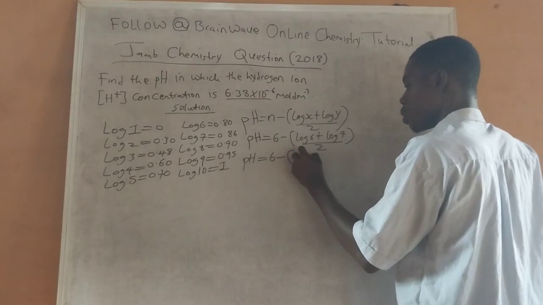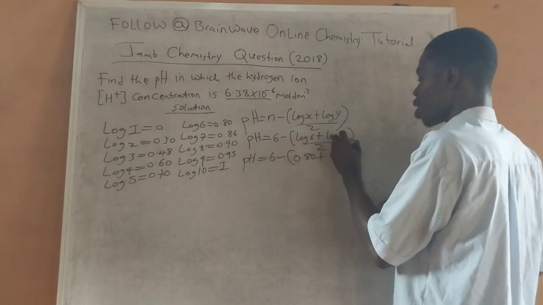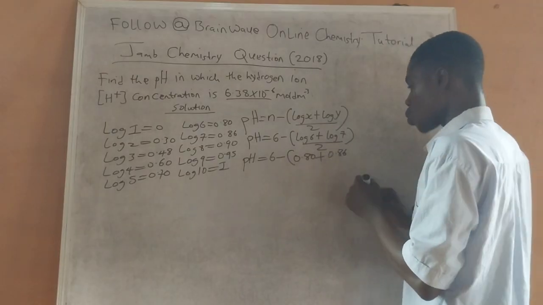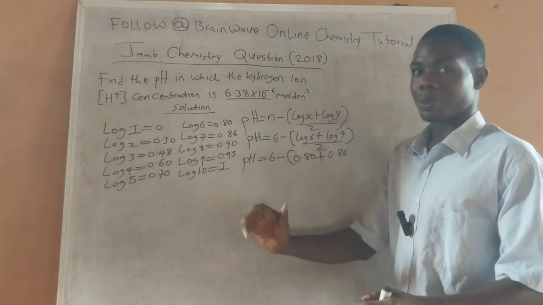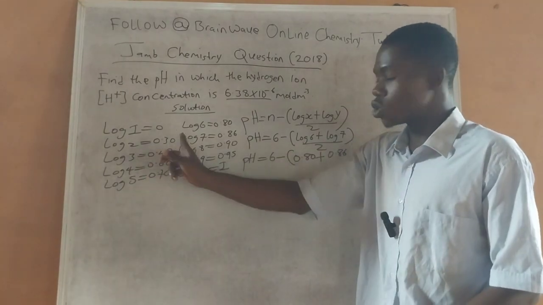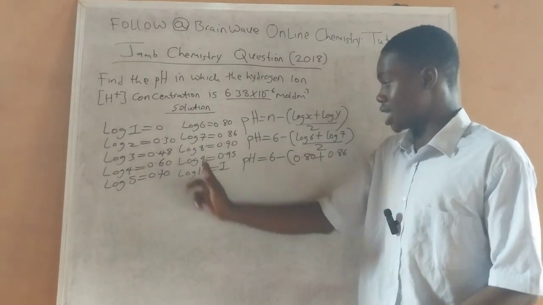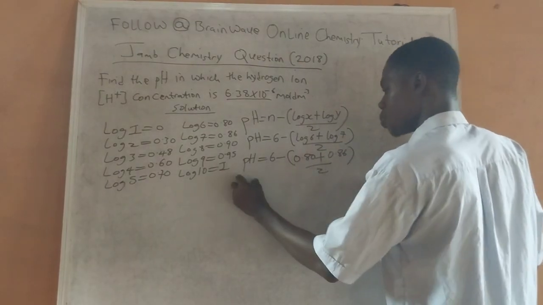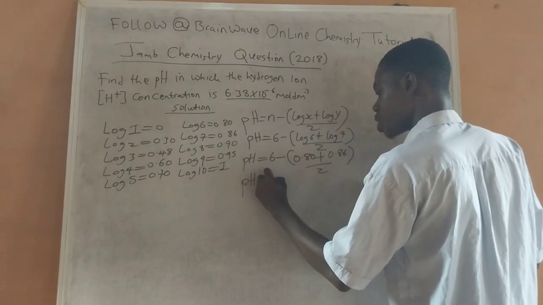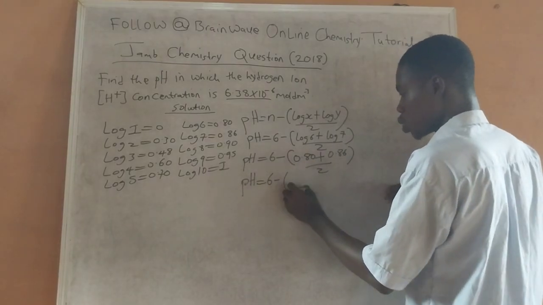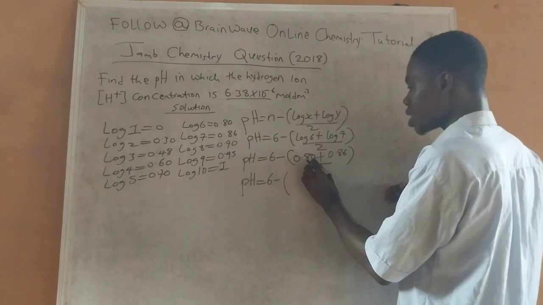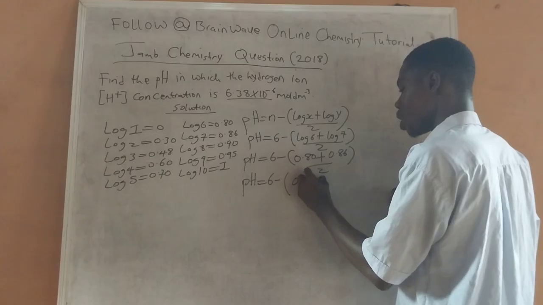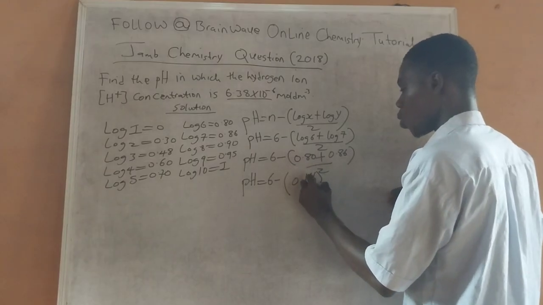So log 6 is 0.80, plus log 7. Log 7 was 0.86. If you want to confirm that all these values I brought are correct, go to your calculator and press it. Log 2 will give you 0.30, so I just approximated them. Let's continue. Over 2, close the bracket. So pH is equal to 6 minus. Now we're going to add these values up: 0.80 plus 0.86, if you add it together, you're going to get 1.66. Close the bracket, over 2.